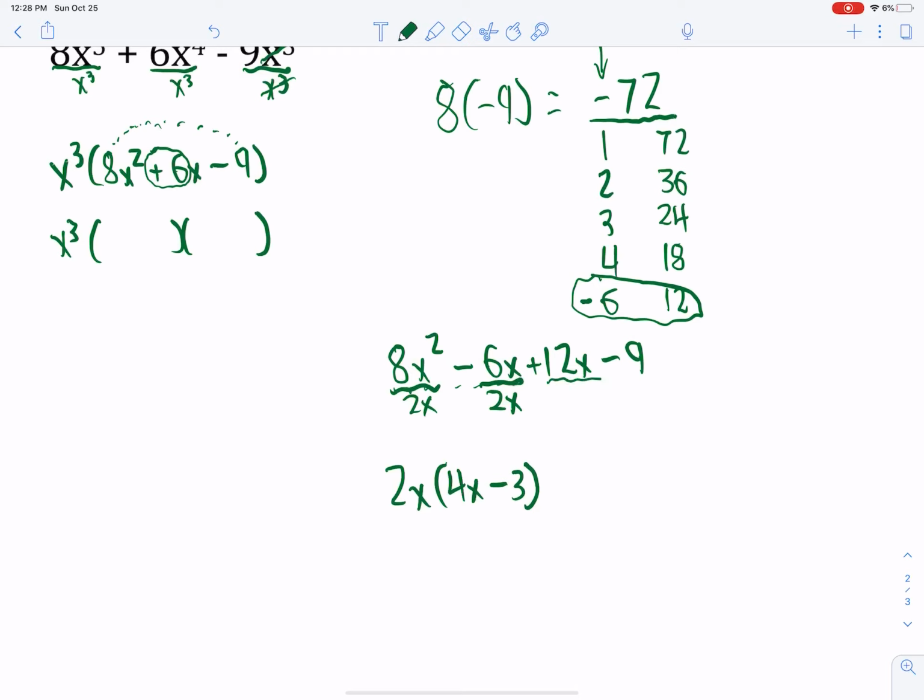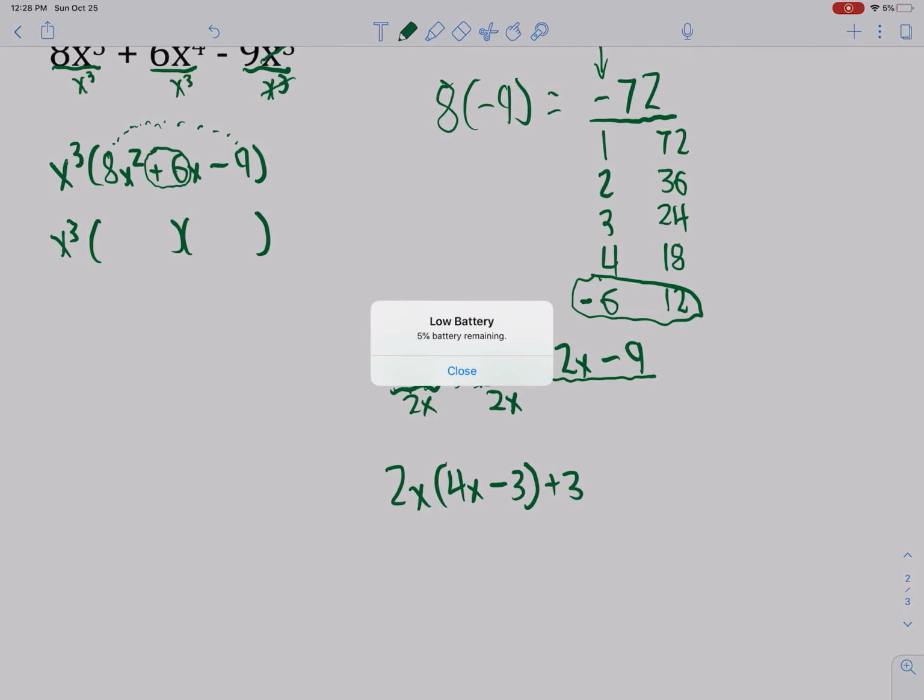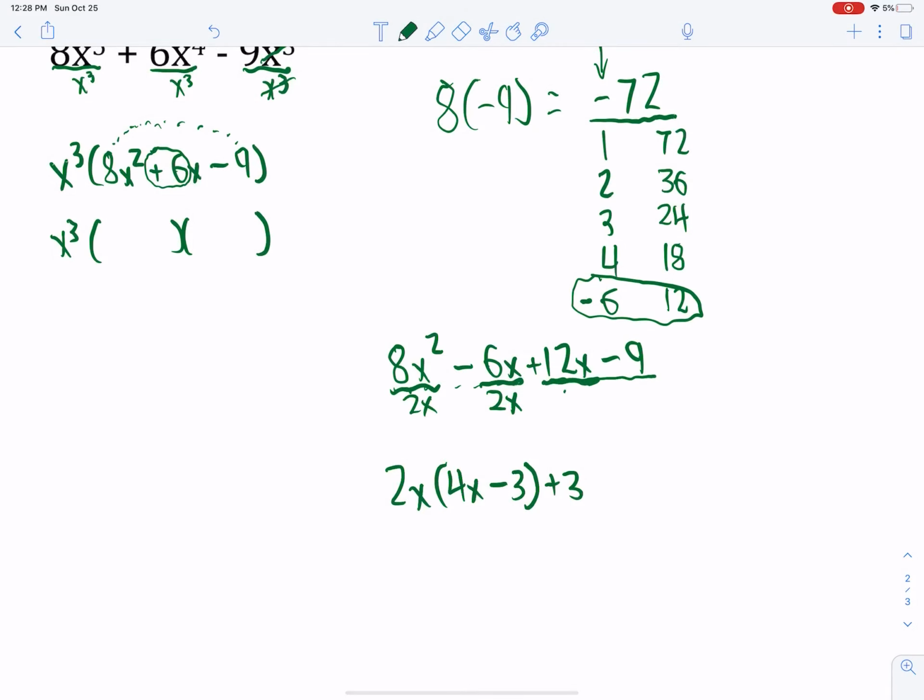From 12x minus 9, those are both divisible by 3. So I'm going to divide them both by a positive 3. 12x divided by 3 is 4x. Negative 9 divided by 3 is a minus 3. So I'm going to put that 4x minus 3 at the front. And then I have 2x from the first group plus 3 from the last group.